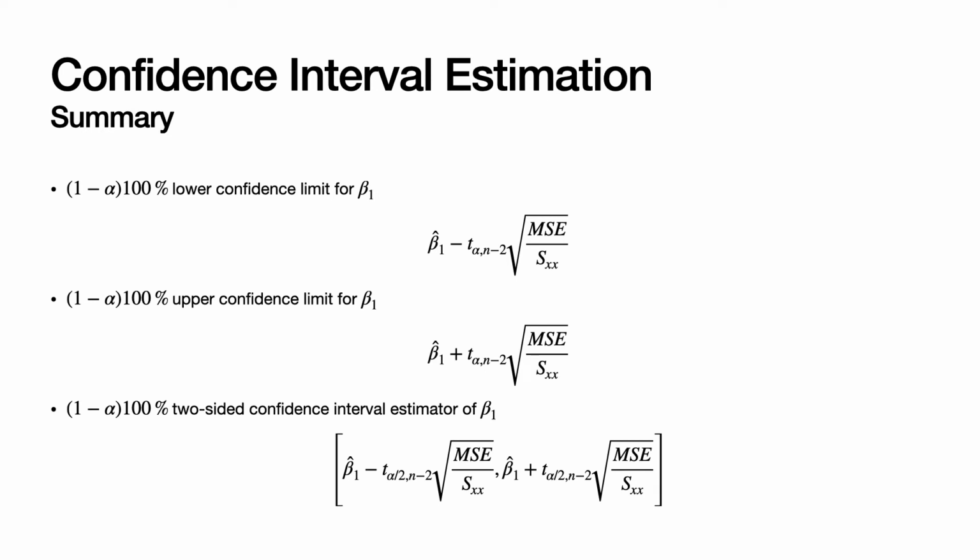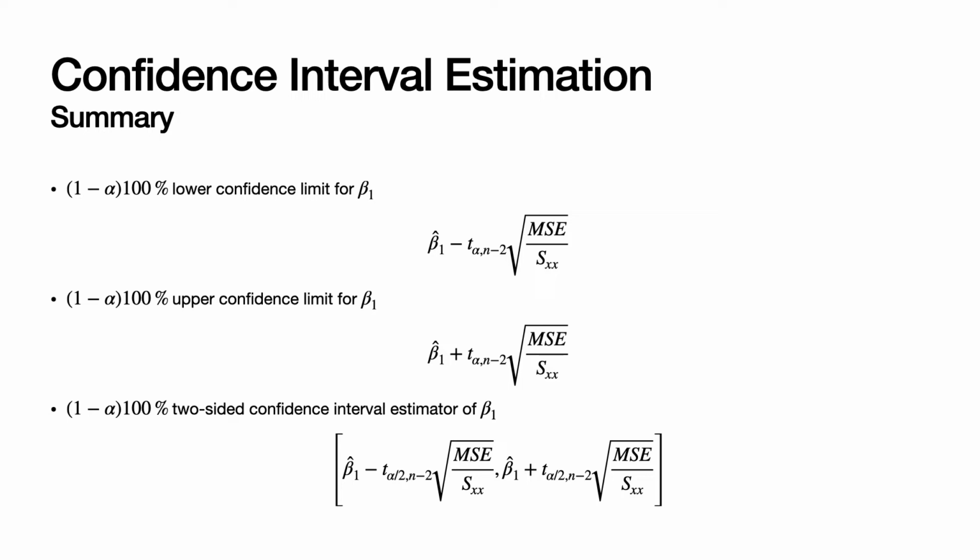So to summarize it and put it all on one slide, we have a 1 minus alpha times 100% lower confidence limit for beta 1, being beta 1 hat minus the product of the interval coefficient times the estimated standard error. The 1 minus alpha times 100% upper confidence limit for beta 1 is beta 1 hat plus that product of the interval coefficient times the estimated standard error.